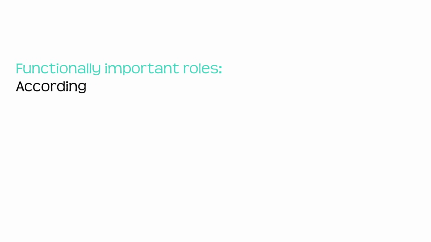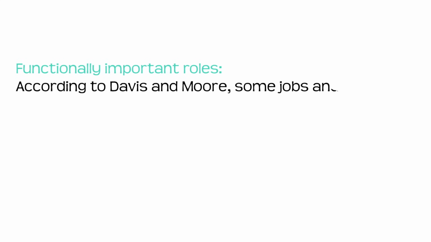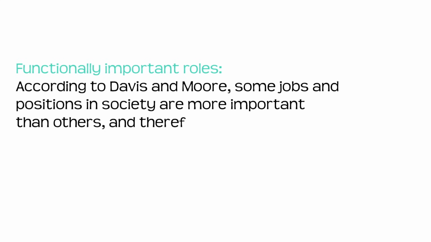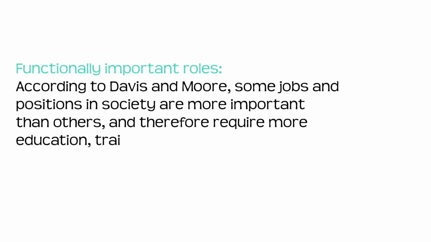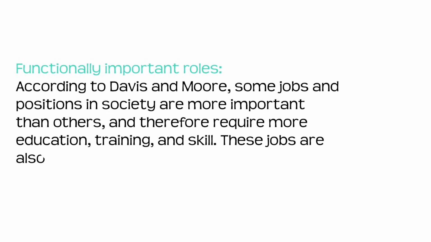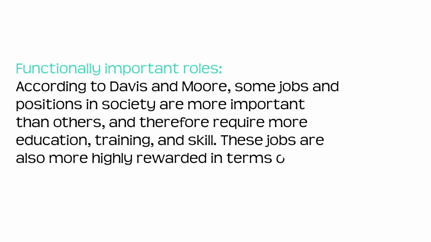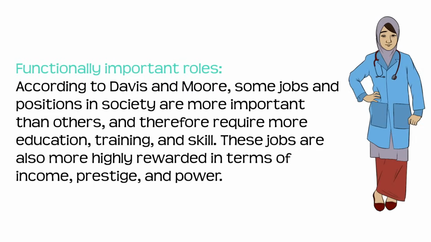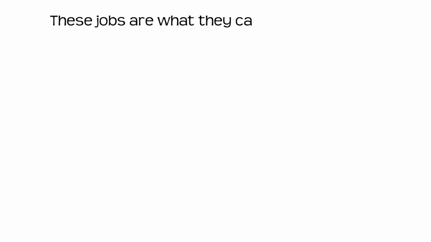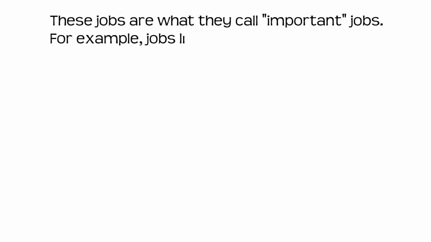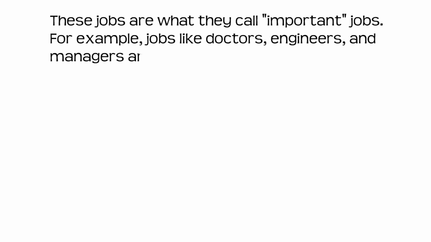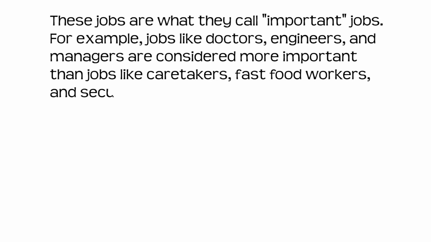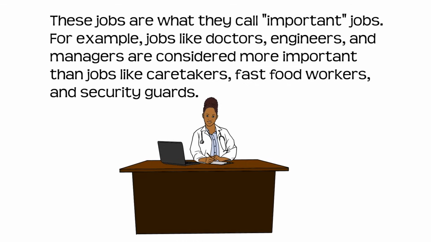Firstly, functionally important roles. According to Davis and Moore, some jobs and positions in society are more important than others, and therefore require more education, training, and skill. These jobs are also more highly rewarded in terms of income, prestige, and power. These jobs are what they call important jobs. For example, jobs like doctors, engineers, and managers are considered more important than jobs like caretakers, fast food workers, and security guards.